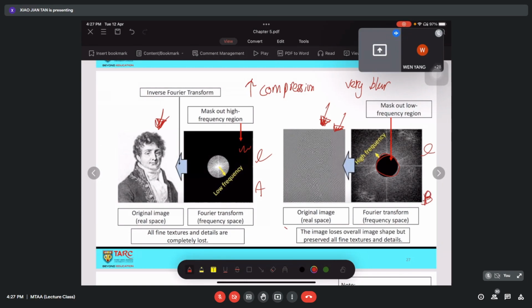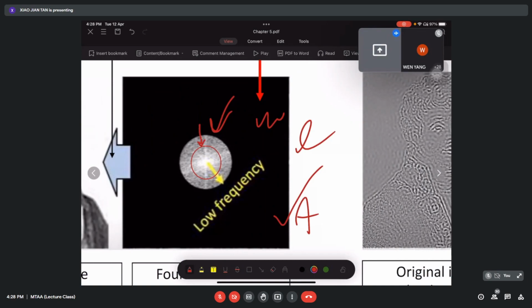A is correct. So when you have a higher compression, the output image tends to be more blur. When it is more blur, you retain less and less of the low frequency information. So you expect something like this. For example, A is the original size, B is the size of this red color circle. B is something with a higher compression ratio, but A is lesser.